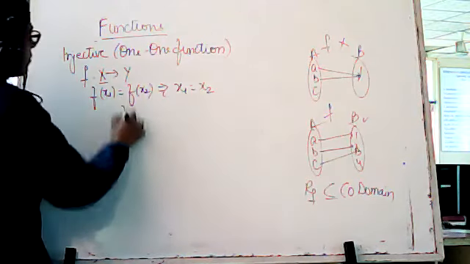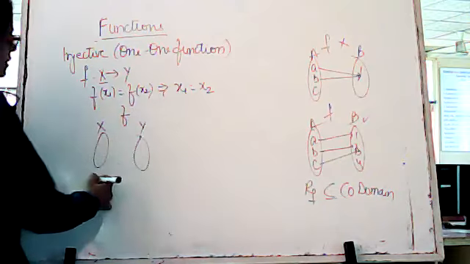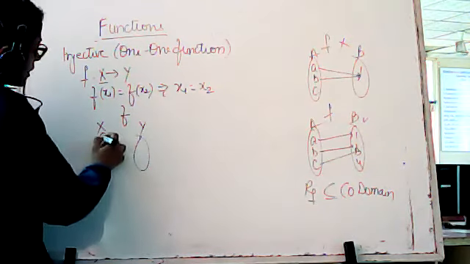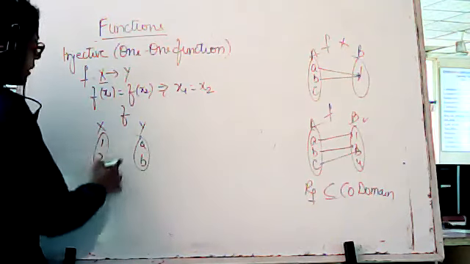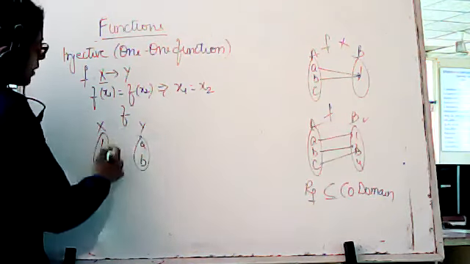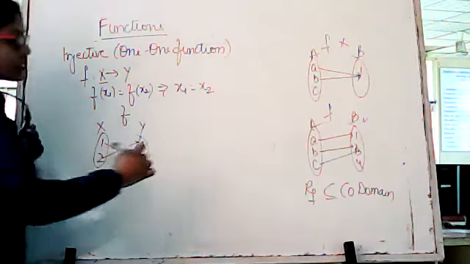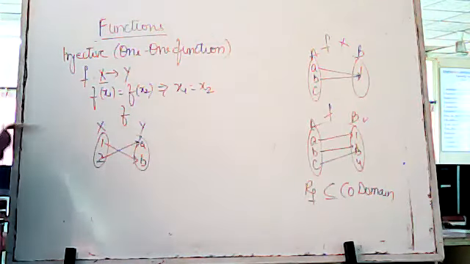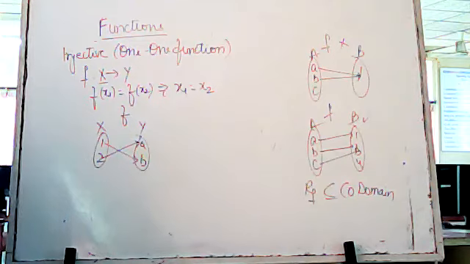For example, let us suppose we are having two sets X and Y, and there is a function f from X to Y, and we are having the elements 1 and 2 in the set X and a and b in the set Y. Suppose the image of 1 is b and image of 2 is a. Okay? Every element has a different image. Then the function is said to be one-one.